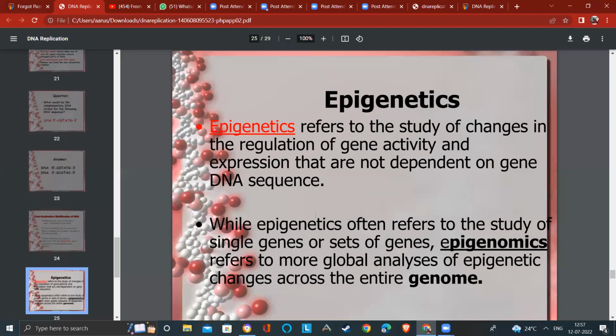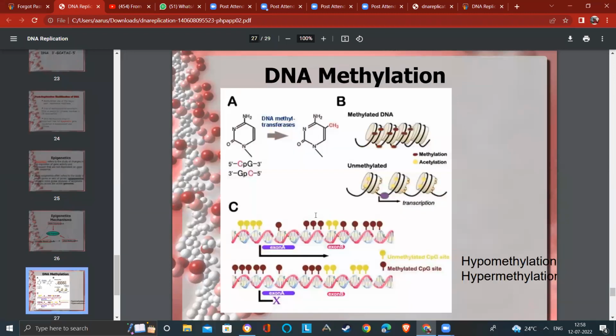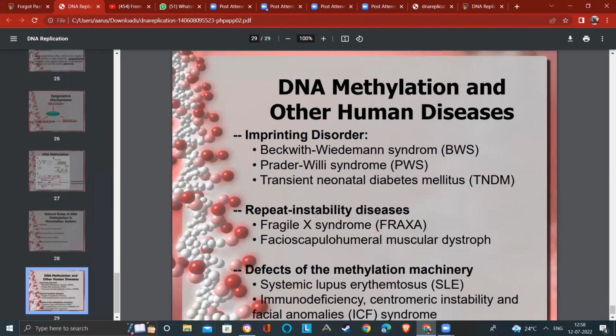DNA sequence. So as you can see, the epigenetic mechanisms refer to RNA interference, histone modification and DNA methylation. This methylation we can go into in depth when we study the DNA disorders, repair mechanism, and excision mechanism.